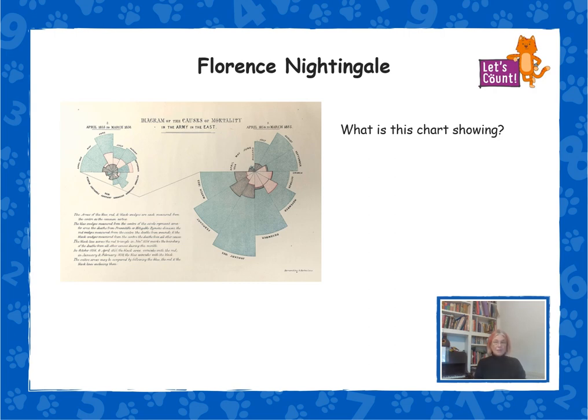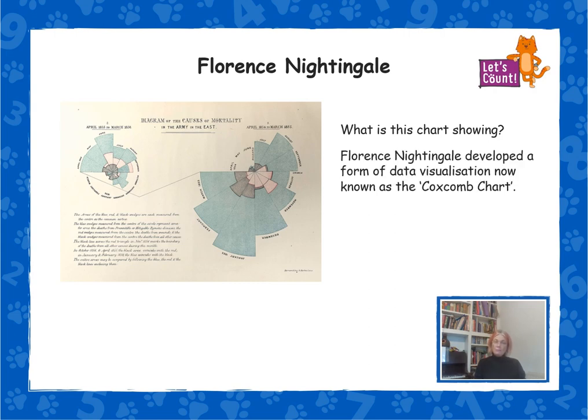This is a chart that Florence Nightingale herself developed. She called it the coxcomb chart because it looks a bit like the bit you get on the top of a chicken's head, and that's called a coxcomb. It's a sort of pie chart. Looking at the key, you can see what the different coloured areas represent.